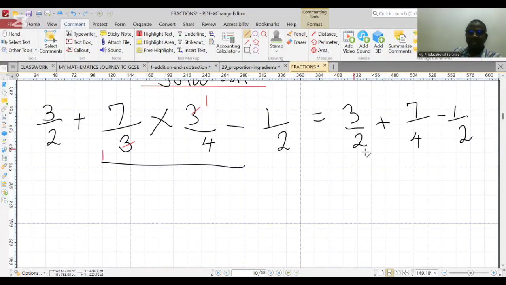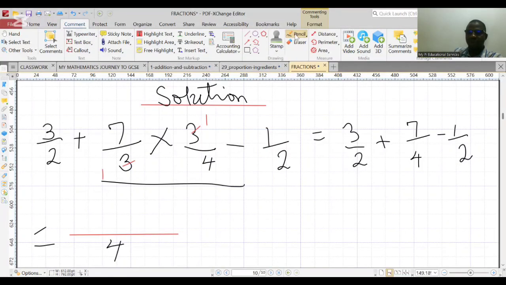Then let's find the LCM of this. The LCM of 2, 4, and 2 will be 4. So 4 divided by 2 will give us 2, then 2 times 3. 4 divided by 4 will give you 1, then 1 times 7. 4 divided by 2 will give you 2, then we'll have 2 times 1. So 2 times 3 will give you 6, plus 1 times 7, that will give you 7, minus 2 times 1, that will give you 2.